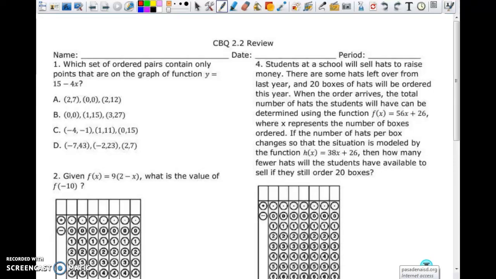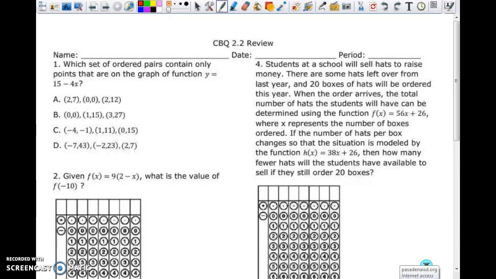Okay, so this is our CBQ 2.2 review. In this video I'm going to go over problems 1 through 3. For problem number 1, it's asking us which set of ordered pairs contain only points that are on the graph of the function y equals 15 minus 4x.